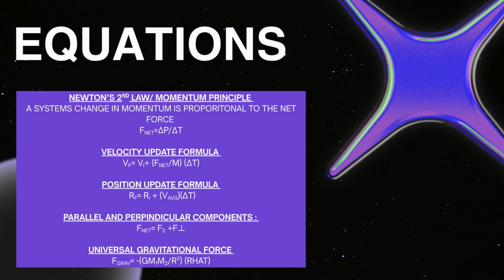Some equations I used for the lab were Newton's second law / momentum principle, which states that a system's change in momentum is proportional to the net force, where F net equals delta P over delta T. The velocity update formula, where final velocity is equal to initial velocity plus F net over mass times delta T. Similarly, the position update formula, where final position is equal to initial position plus average velocity times delta T. I also used the parallel and perpendicular components, where F net equals F parallel plus F perpendicular. And then also the universal gravitational force equation.